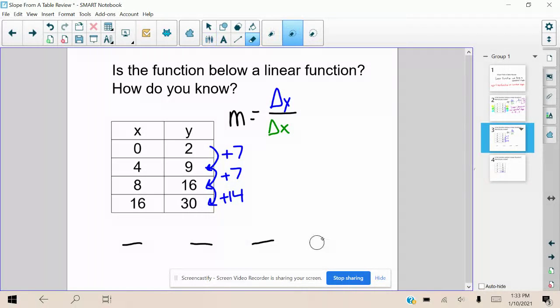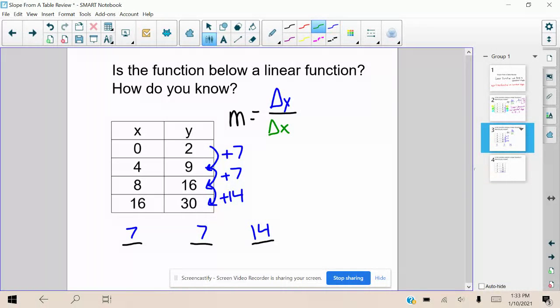So we actually only have 3 of them, not 4 of them. Whoops. So the first change in y was 7. The second change in y was 7. And the third change in y was 14. So now we're going to calculate the change in x's and put them in their respective areas.